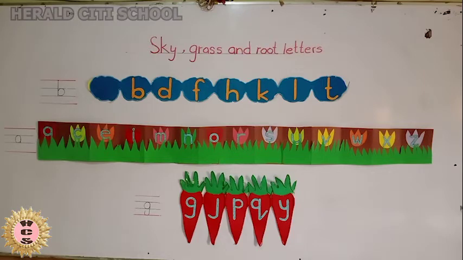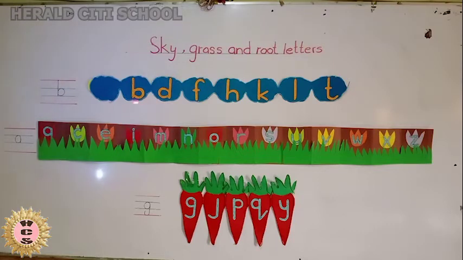Children, as you know, there are 26 letters in English and they are categorized into 3 types: sky, grass and root letters. Children, now I am going to tell you why we call them sky, grass and root letters.